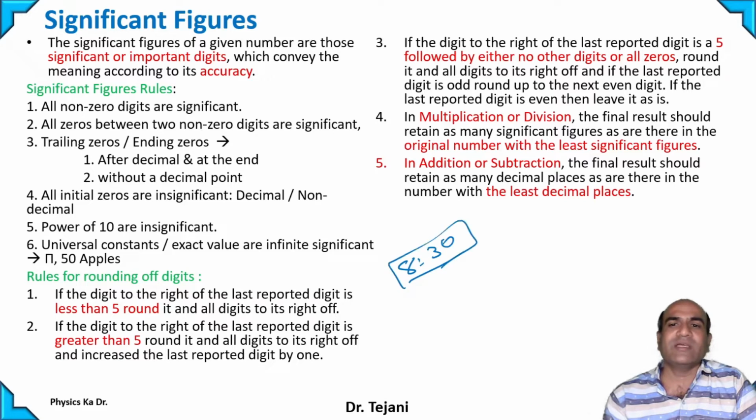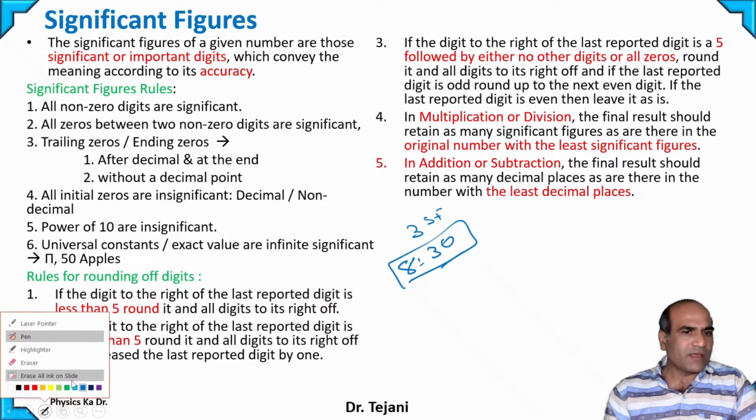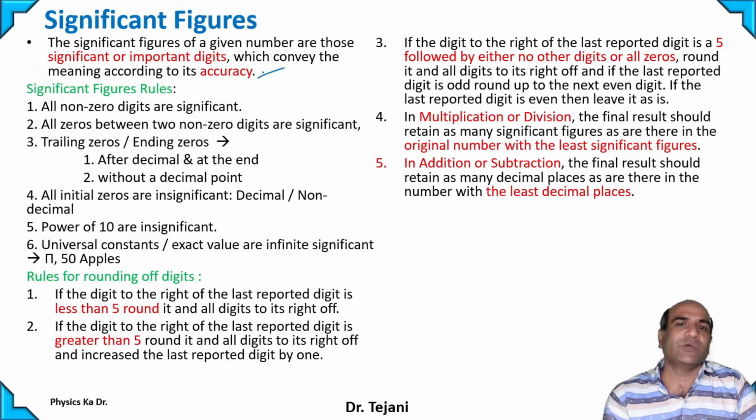0.83. That means we only need 3 digits. So this is significant. Up to what accuracy are we going? That is the significance, right? It shows the precision accuracy. If you want to learn about precision accuracy, we have a full video. I think you should refer to that.